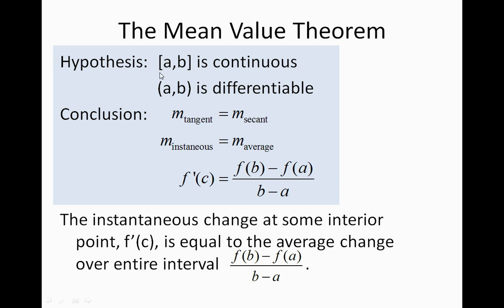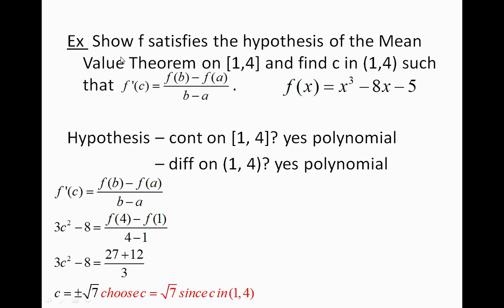So again, the mean value theorem here is an existence theorem. It's just guaranteeing us that there is at least one place, which we'll call x equals c, where these slopes are equal. Okay, so let's try an example here. This one says, show f satisfies the hypothesis of the mean value theorem on our closed interval 1 to 4, and find that spot c in the interval such that this is true.